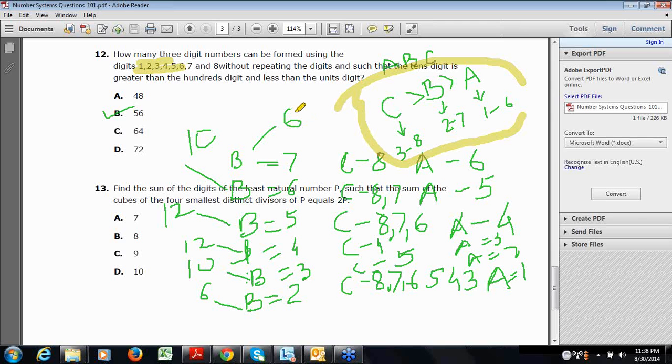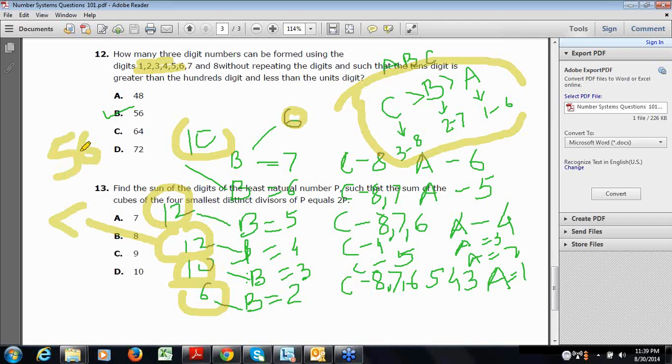So just sum these and you will get what? 56, which is the answer. Clear, everybody? Everybody clear with this? Anybody still has a problem?